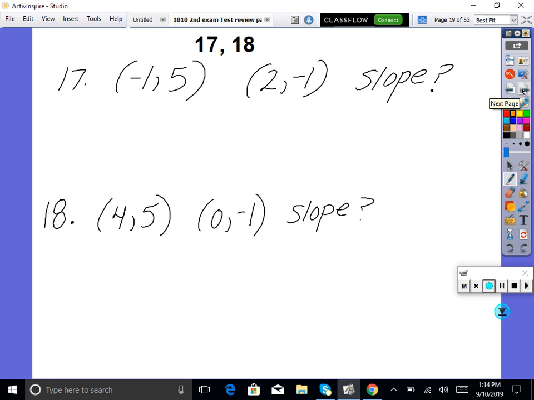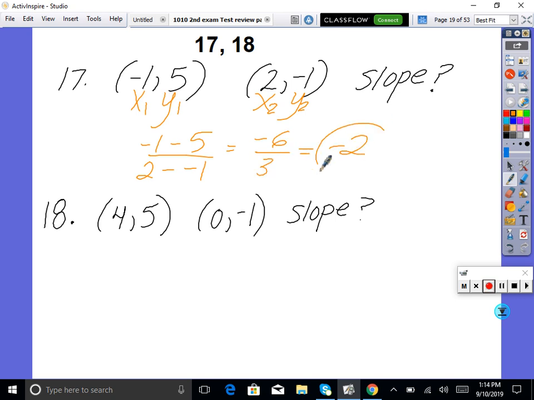Okay, it says what is the slope? Once again, make sure they're in order. x, y. Doesn't -1 come before 2? So if we were to graph this, this would be our first point, this would be our second point, and then just do your formula, y2 minus y1 over x2 minus x1. -6 divided by 3 is -2. Our slope's -2.